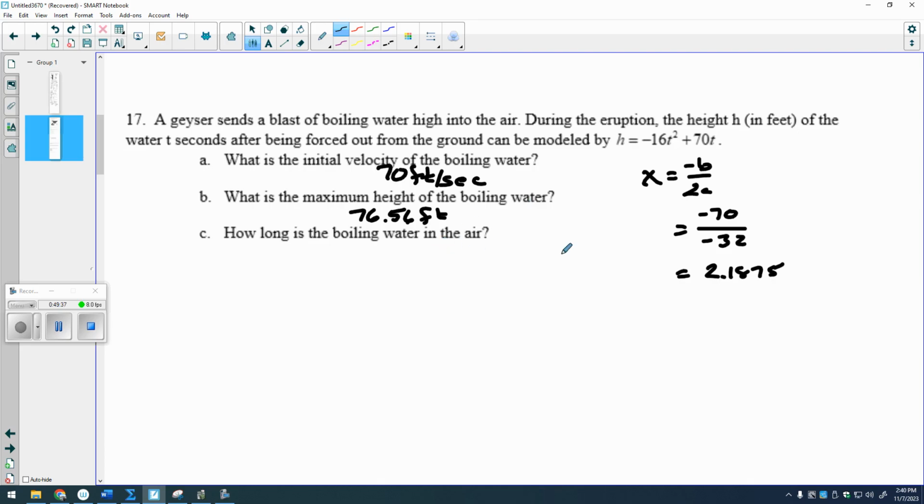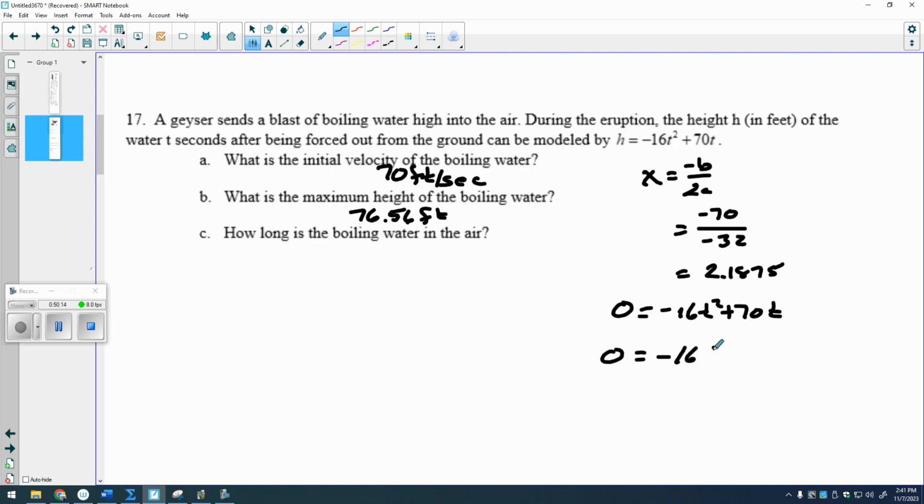Okay, how long is the boiling water in the air? Well, it was released at time equals 0. The max height's at 2.1875, so we could technically just double that, but let's show that it works out by putting in 0 for height, because that's when it hits the ground, right? When the height above the ground is 0. So I put 0 in there and I'm going to solve that. So I'm going to subtract or add 16t squared. No, I'm not. I'm going to factor. That's a more proper way of doing it.